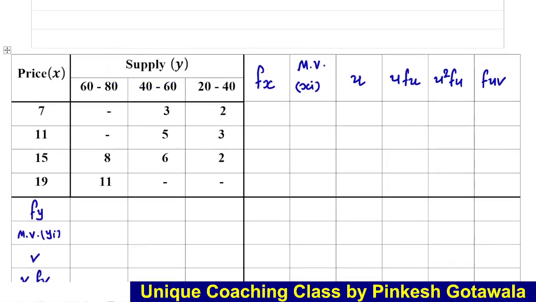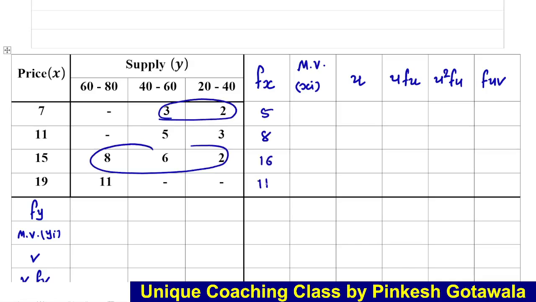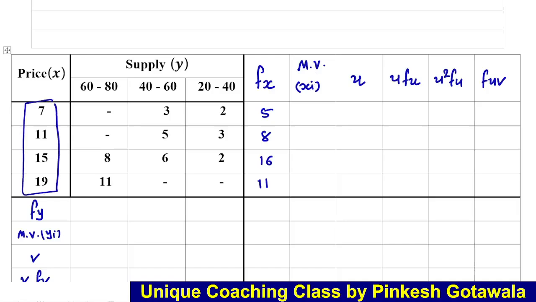Now let's start. First of all, this side frequency: 3 plus 2 is 5, 5 plus 3 is 8, 8 plus 2 is 10, plus 6 is 16, and here 11. Then mid value xi. Here they have already given the mid value. We are not going to find the mid value, we directly write it. Ready-made mid values are given: 7, 11, 15 and 19.